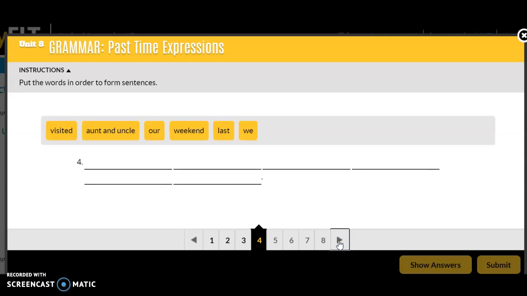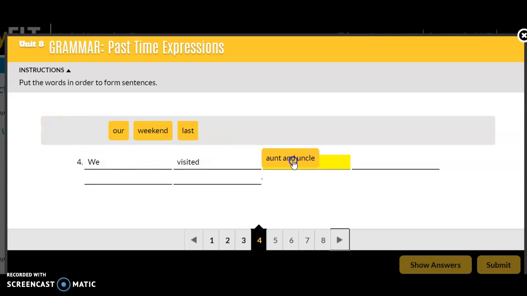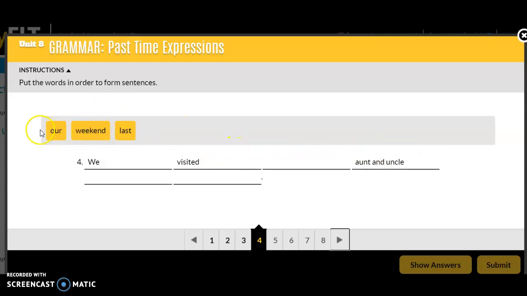Number 4. Okay, the answer. We is my subject, verb, visited, object, our aunt and uncle, and then the time expression last weekend. Again, I can put it at the beginning also. Last weekend, we visited our aunt and uncle.